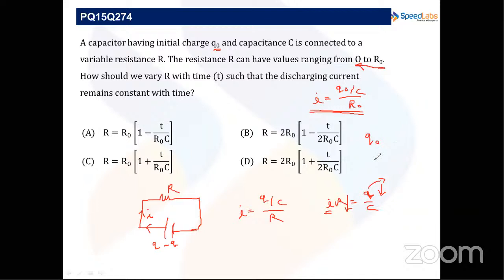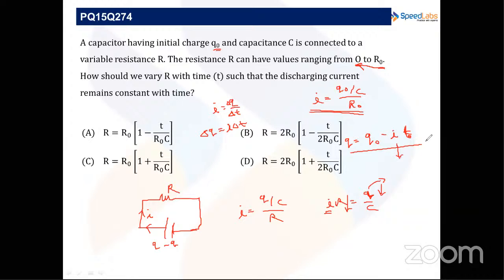If current I is continuously flowing, then I is Q by T, basically the charge delta Q by delta T. So in delta T time, the charge which is passed is I delta T. So I am saying that the charge remaining after time T is Q naught minus I T. We can write this equation only due to this; otherwise we would have to write the exponential equation. This equation we are writing because I is a constant.